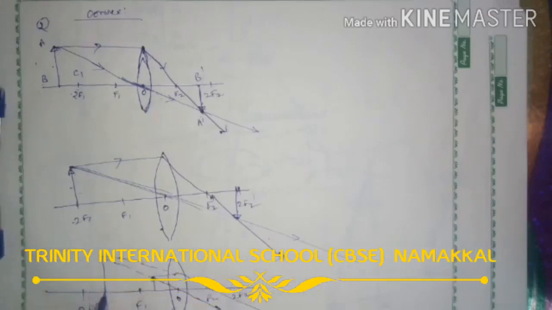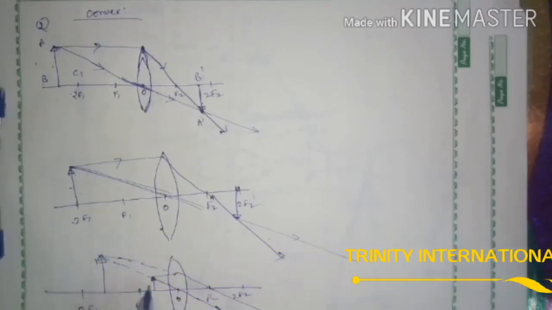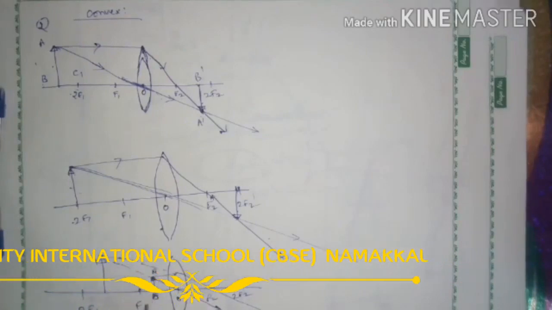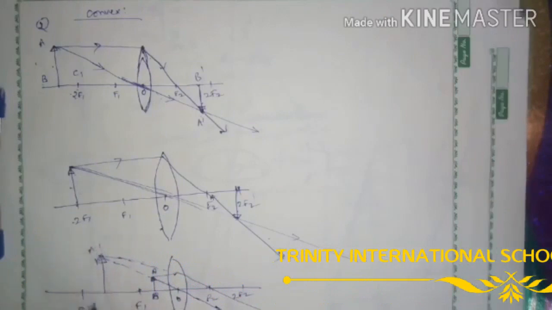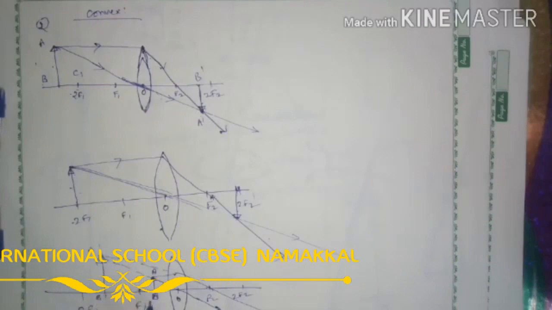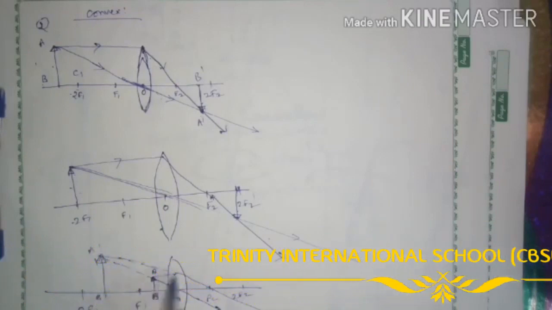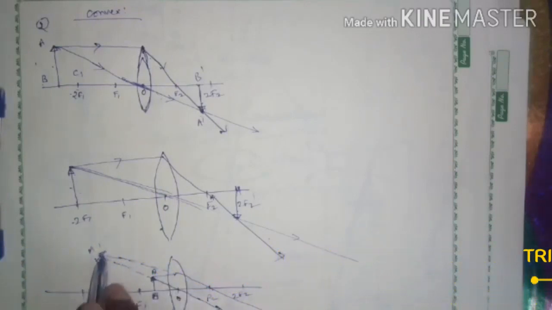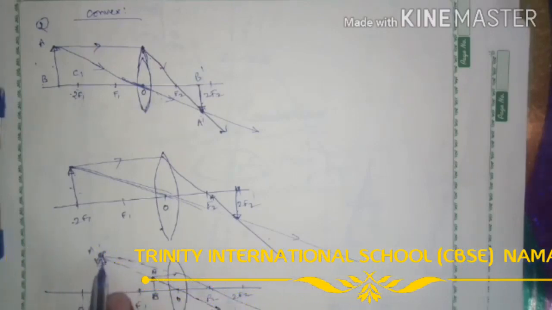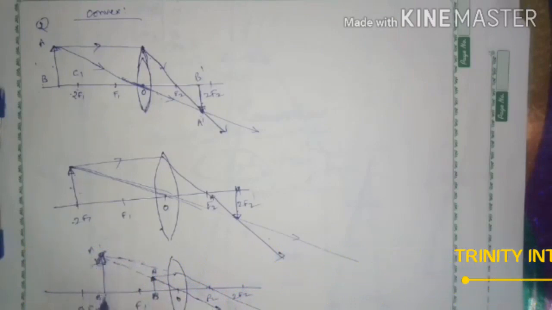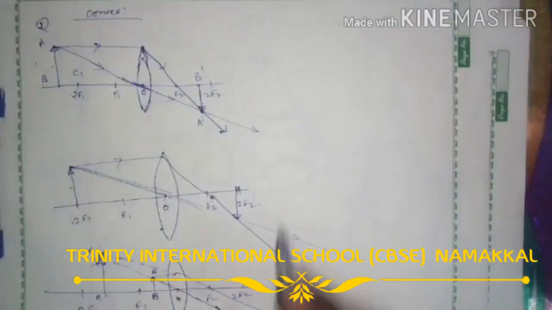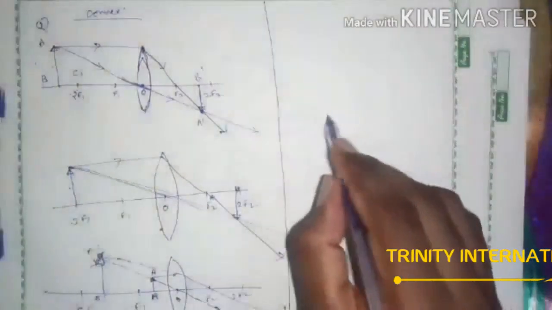So the image will be here. The object is here, A, B, and here A dash, B dash. So the image is enlarged and is behind the lens object. This is the last case. This is called a virtual image, not a real image, because we are extending the refracted lines. So it is a virtual image and erect. This is in the case of convex. Suppose you take the concave, there are only two cases.